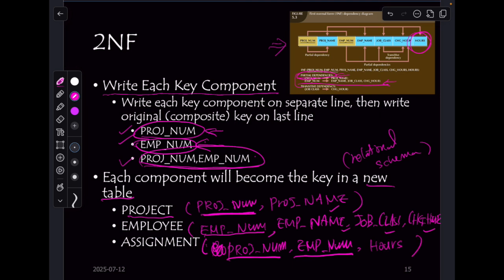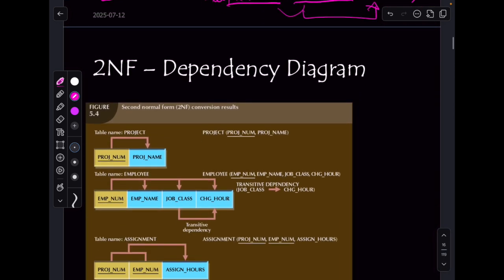So basically, assignment, you will find what? Full functional dependency. And all partial dependencies will create new tables. So removing partial dependencies means creating new tables with those partial dependencies. So as a result, if I use a similar format, like a functional dependency diagram, we will get this.